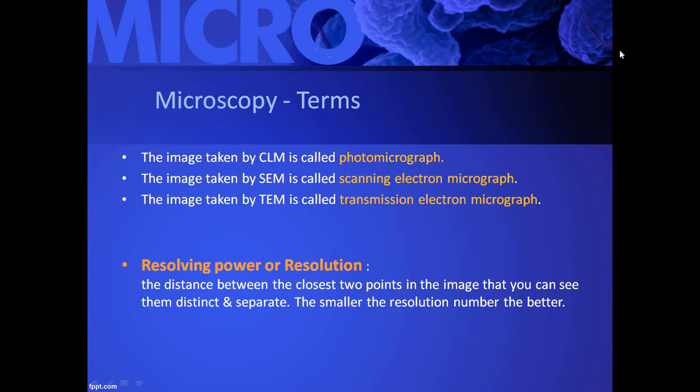So we might have a 2 megapixel camera and we might have a 10 megapixel camera. The 10 megapixel camera is obviously better. Why? Because there are more points in a single photo than in the previous one, the 2 megapixel. So resolution describes the distance between any 2 points that you can see as distinct.